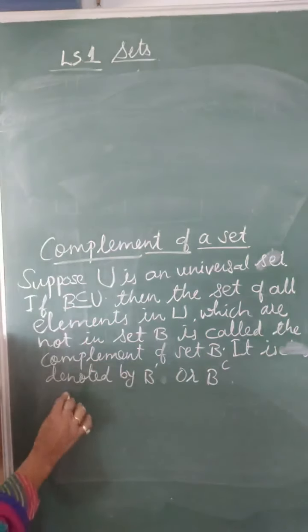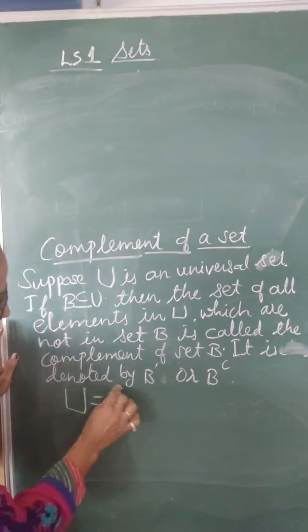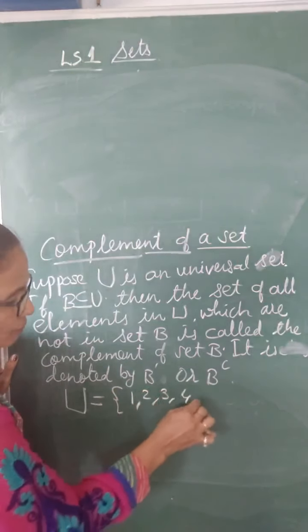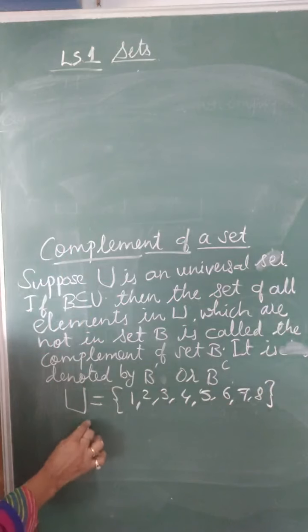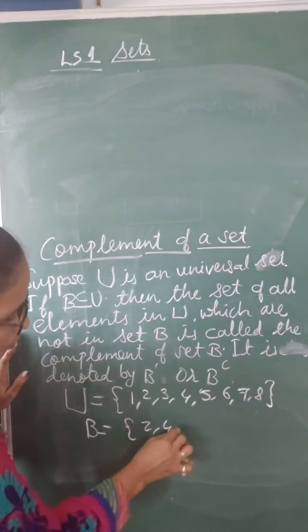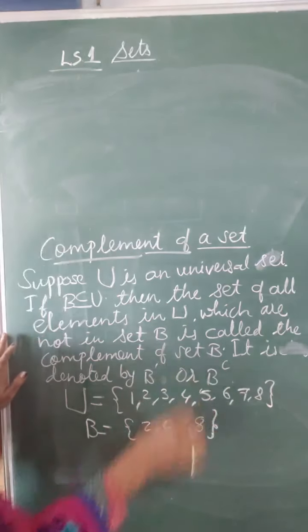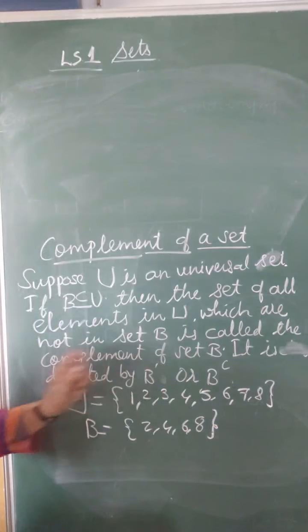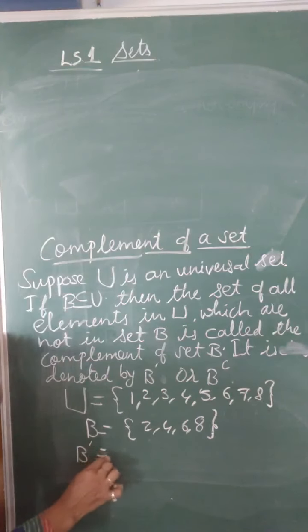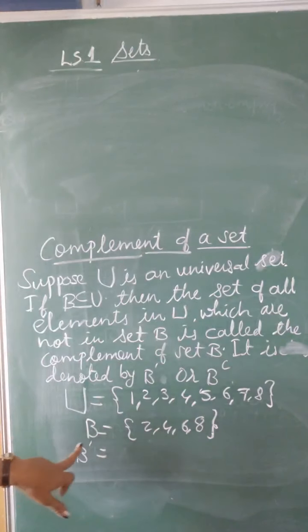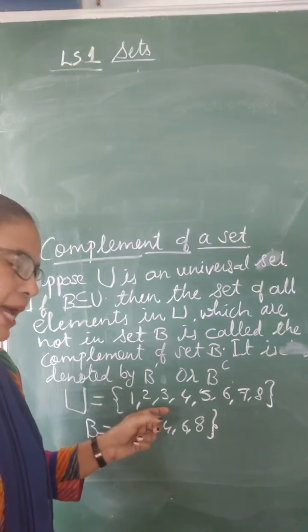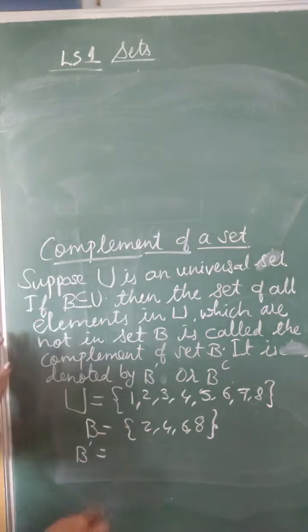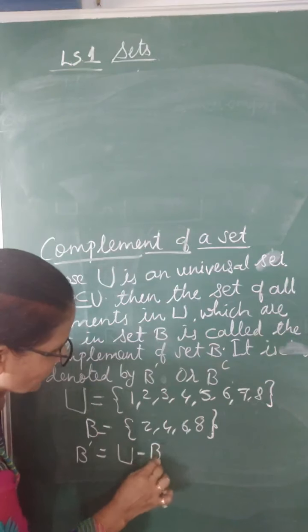Suppose U is the set of all elements 1, 2, 3, 4, 5, 6, 7, 8, and B is the set of elements 2, 4, 6 and 8. Now you have to find B complement. Simple, remember, if you have to find the complement of any set, you have to subtract the elements of set B from the elements of U. So it means U minus B.